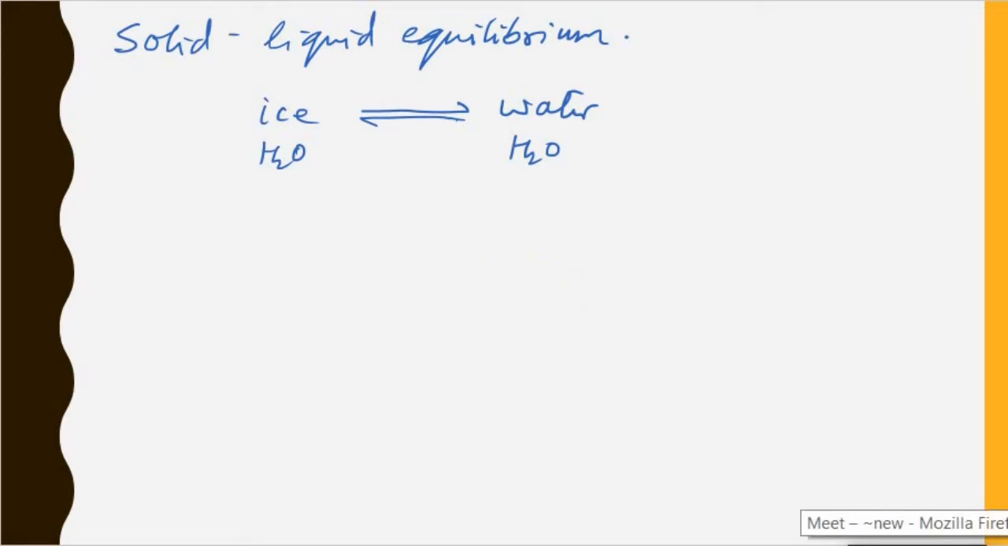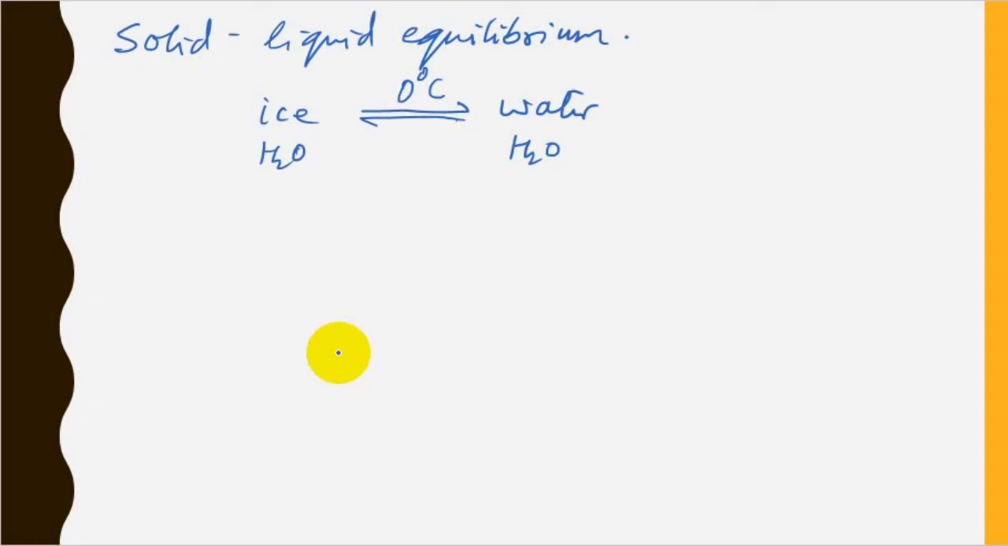Melting point of ice is the same as freezing point of water. So this process can take place only at 0 degrees Celsius. That means if the temperature is 1 degree, ice will not be there, only water will be left. That means this equilibrium cannot be established. If I go to minus 1 degree, only ice will be left, water will not be there. So at 0 degrees Celsius, this equilibrium can be established, isn't it?